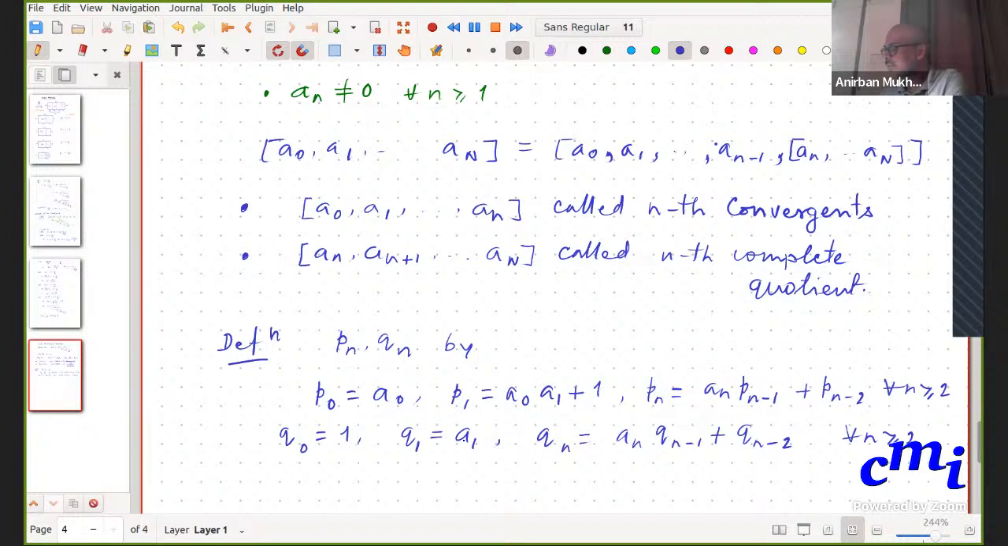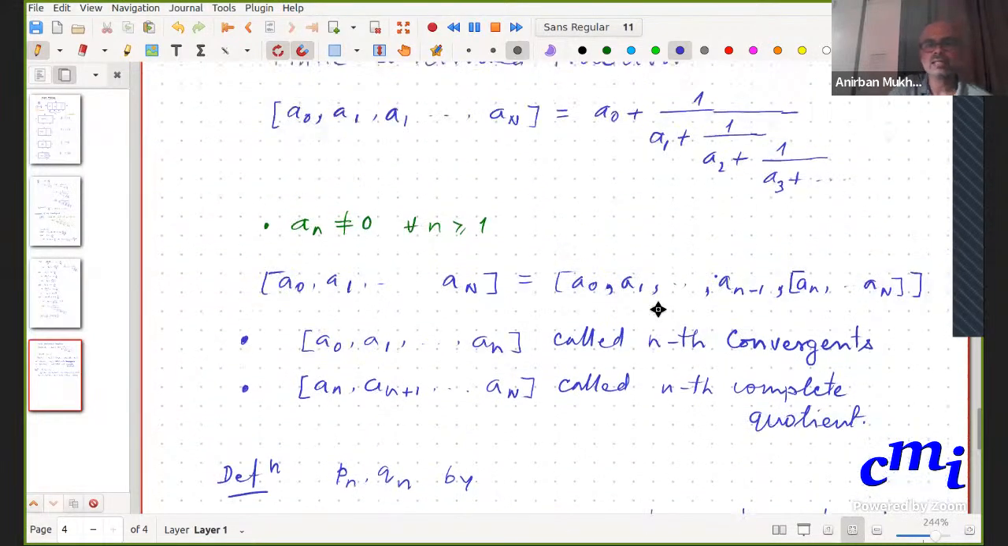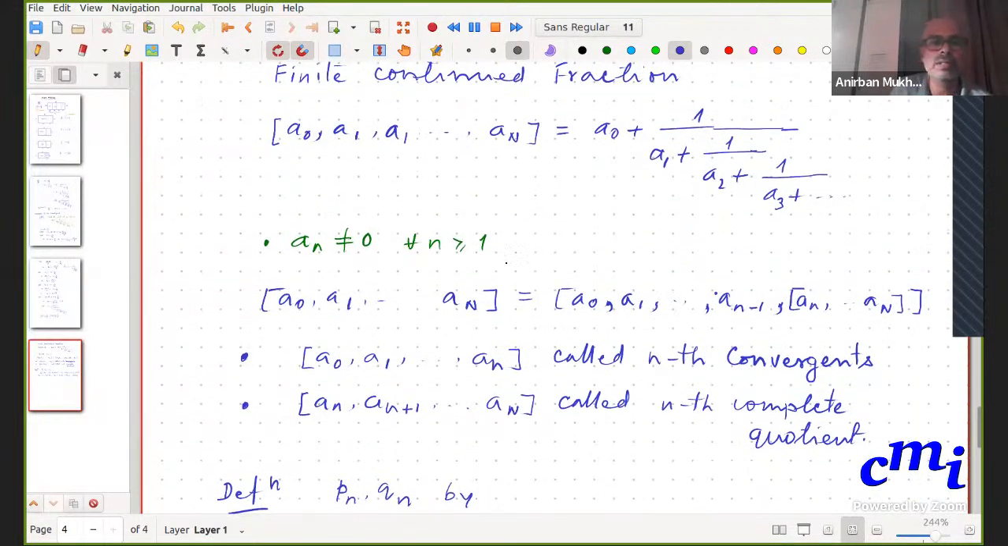I think the other one is called complete quotient. That is probably correct. Let me still check with this book. Yes, the nth complete quotient naming is correct. But these are convergents. So these are complete quotients, and partial quotients are these ANs. So ANs are called partial quotients.